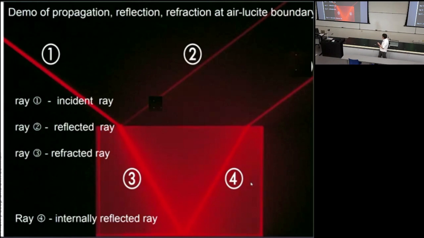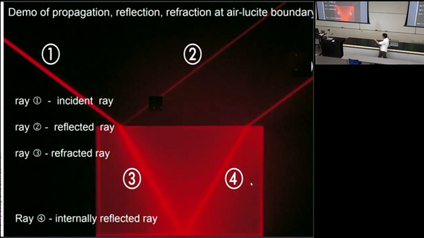So this is a picture I wanted to show you, which is an example of all the things we've talked about. This is real light, laser light, like the laser pointer. That laser light has been shone at a block of Perspex, clear plastic. And in shining the light at the block, we see examples of propagation of light, reflection of light, and refraction of light, examples of all those laws.